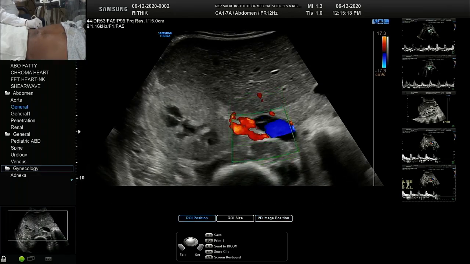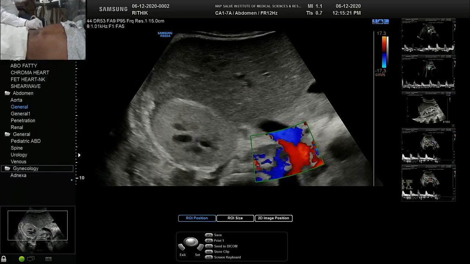We'll try to see the renal artery origin from here. Yes, that is it.